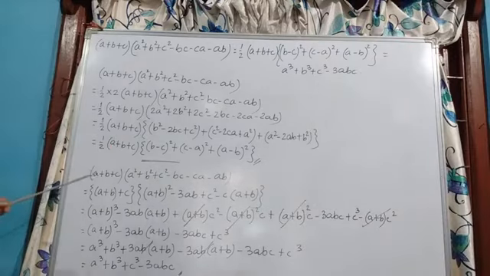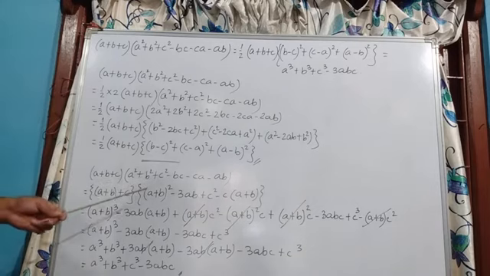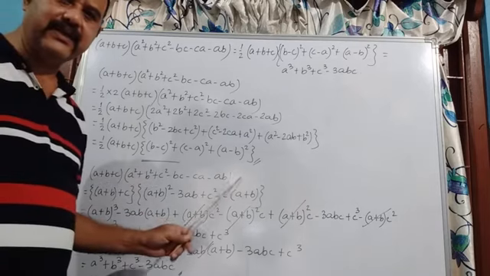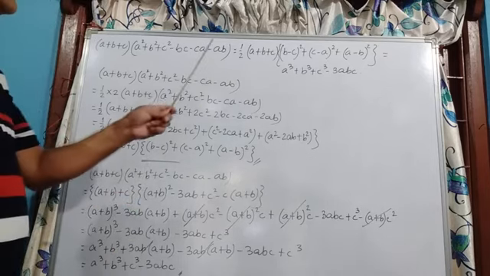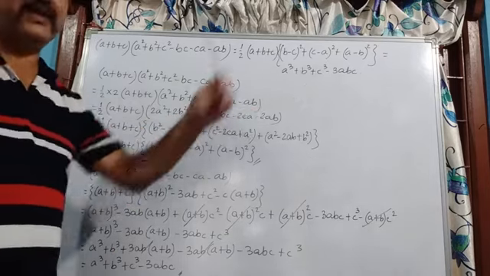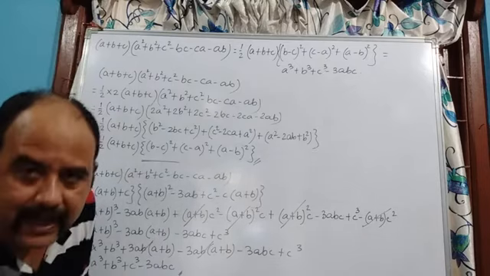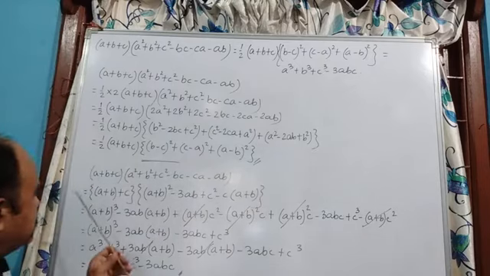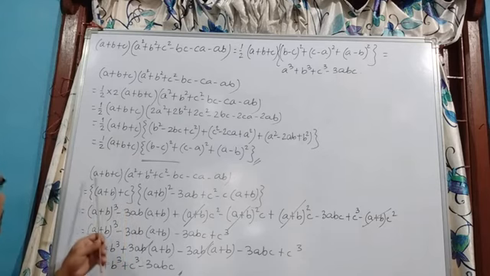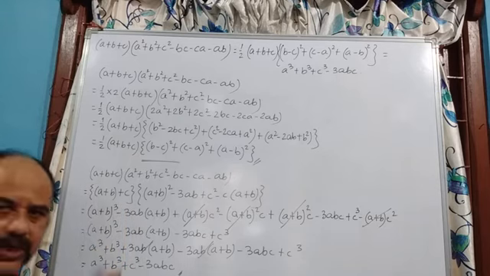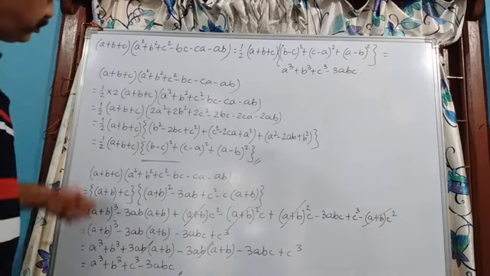Here again you see I started with (a + b + c) multiplied by (a² + b² + c² − bc − ca − ab). When I started with this, I have to get a³ + b³ + c³ − 3abc. What I have done here is that in this part, I have separated this into two parts: one as a + b and one as c. You can also do it as one as a and the other as b + c. No way out, you can go with any one.